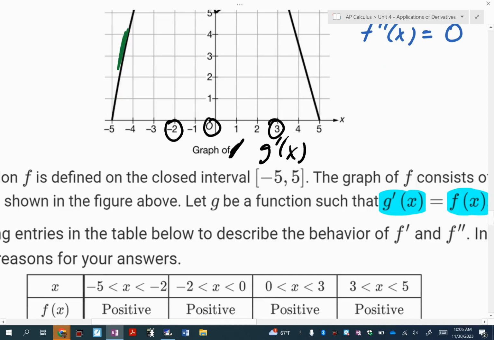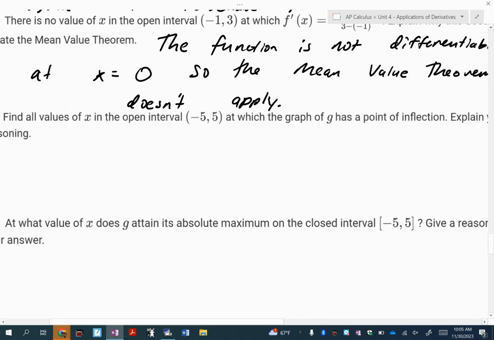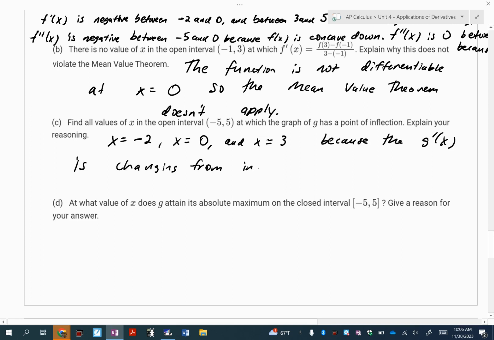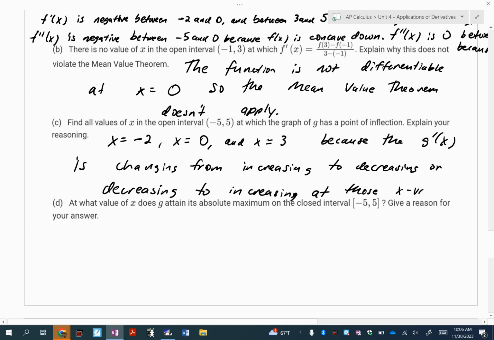So I'm going to write down those 3 answers. x equals -2, x equals 0, and x equals 3, because the g prime of x function is changing from increasing to decreasing or decreasing to increasing at those x values.